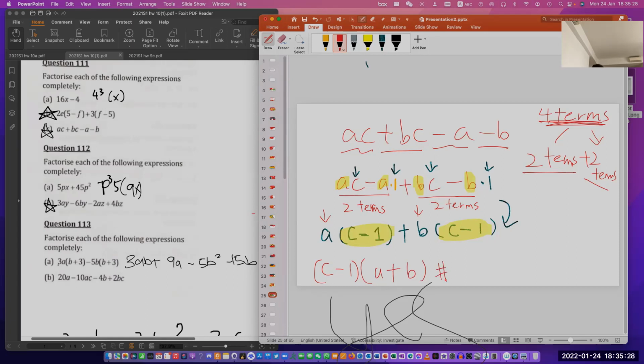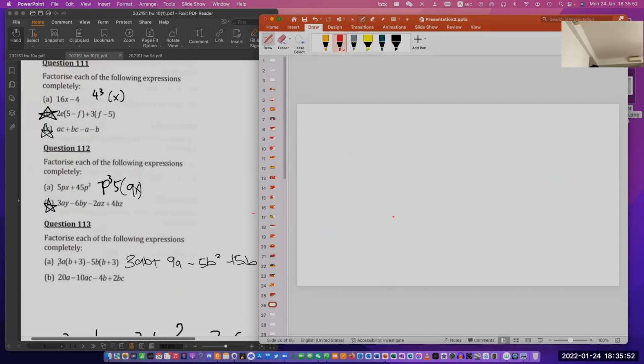Okay, so that's how you do 4 terms. Are you clear? So if you have 4 terms, do it 2 terms by 2 terms. Okay, good. So now, can you try this one? Let me just give you the question, then you can actually do it here.